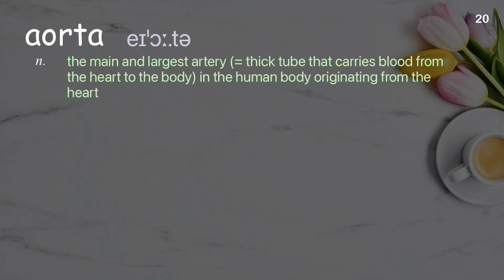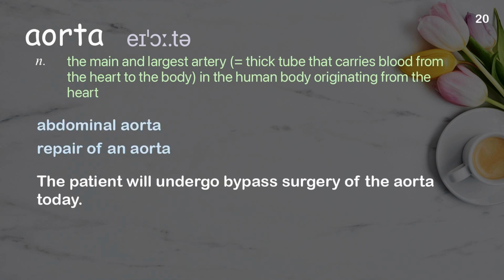Aorta. The main and largest artery, a thick tube that carries blood from the heart to the body, in the human body originating from the heart. Examples: Abdominal aorta, repair of an aorta. The patient will undergo bypass surgery of the aorta today.